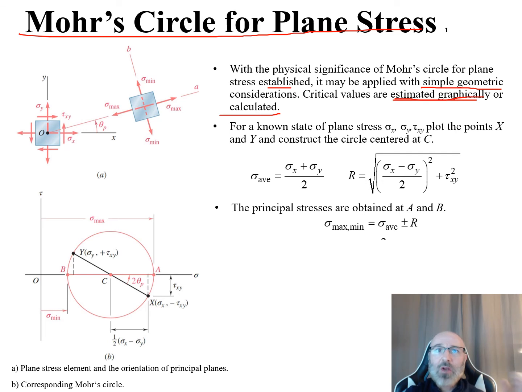So now, if we have a known state of plane stress right there, so we have our sigma x, our sigma y, and our tau xy, we can plot the points x and y and construct the circle centered at C. So this is how we're going to create our Mohr's circle from that information.